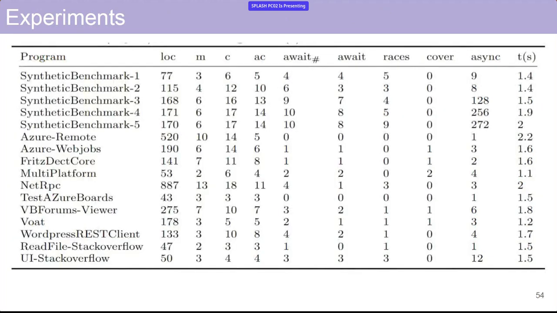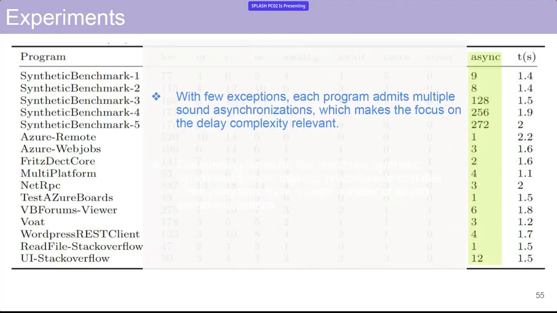So here is the result of the experiment. I don't expect you to read all of those columns, but the main takeaway is that with a few exceptions, each program admits multiple sound asynchronizations, which makes the focus on the delay complexity relevant.